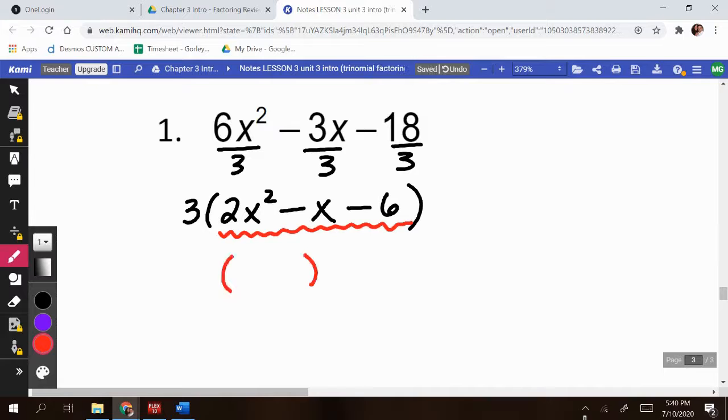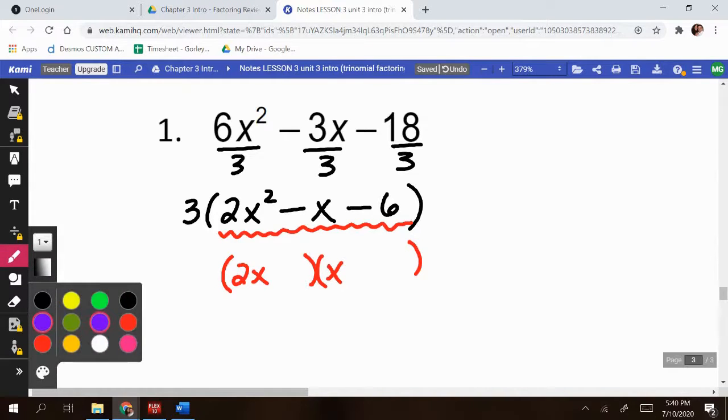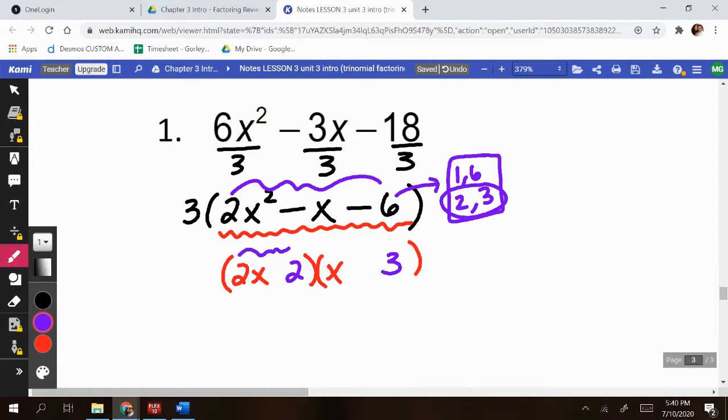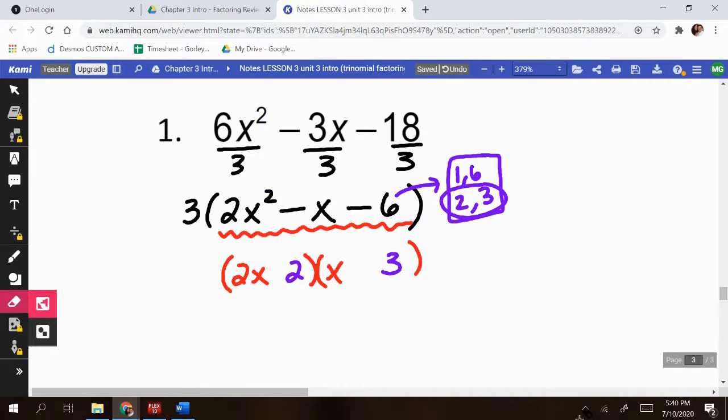I'm going to set up parentheses here. What times what gives me 2x squared? That's going to be 2x times x. And then last times last has to multiply to give me 6, which could either be 1 and 6 or 2 and 3. Why would I not put the 2 here and the 3 there? Well, because there's no GCF in 2x squared minus x minus 6, there should not be a GCF in one of these parentheses. We've already factored out the GCF, so I shouldn't have to deal with any more GCFs.